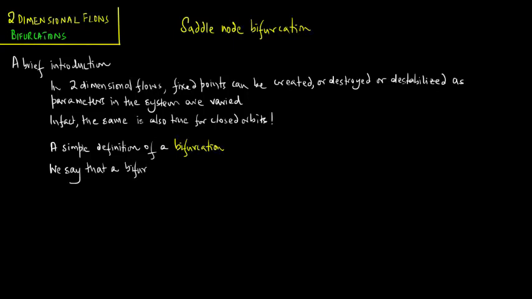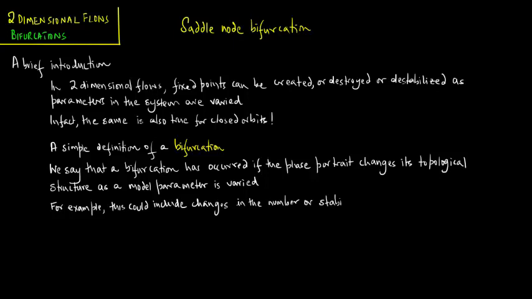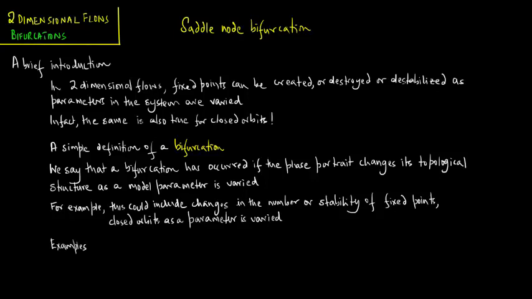We say that a bifurcation has occurred if the phase portrait changes its topological structure as a model parameter is varied. For example, this could include changes in the number or stability of fixed points or closed orbits as a parameter is varied. So here are some examples of types of bifurcations.